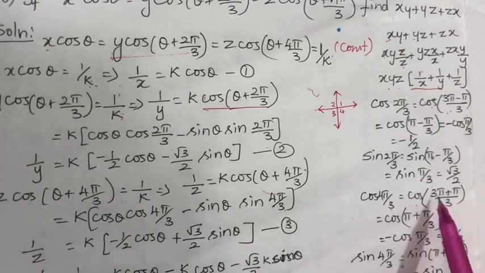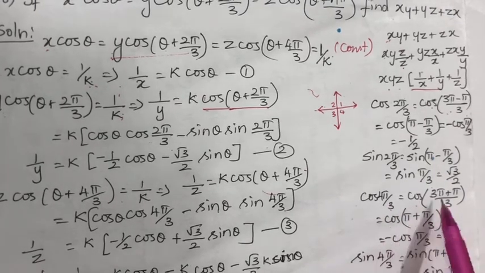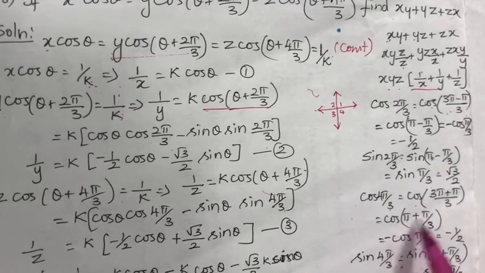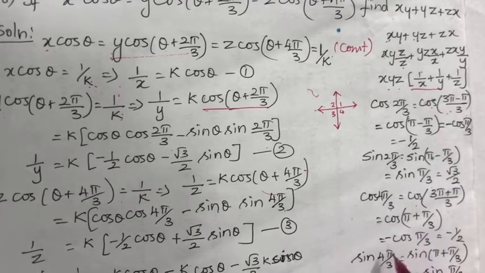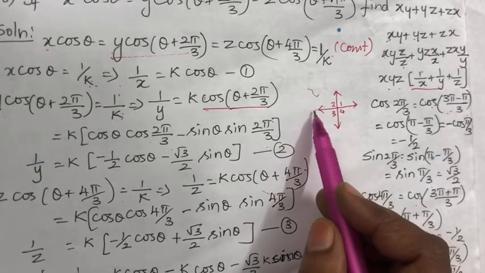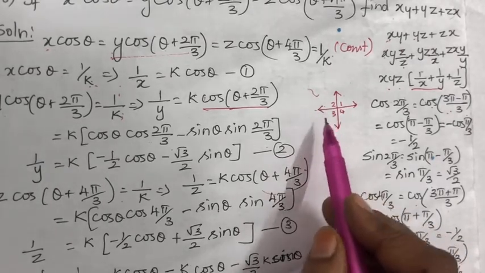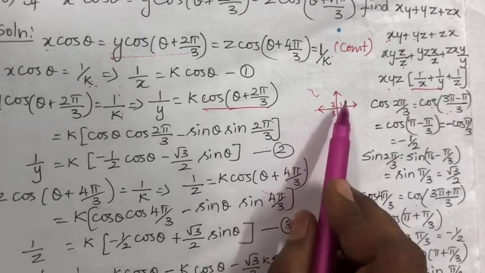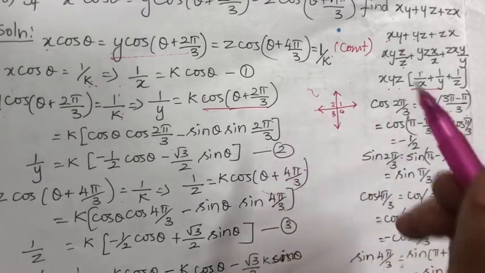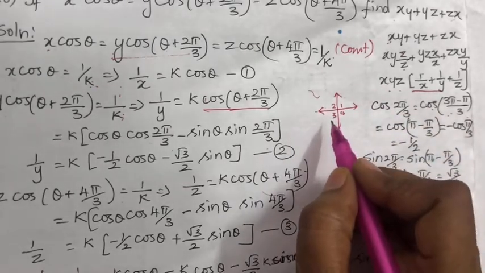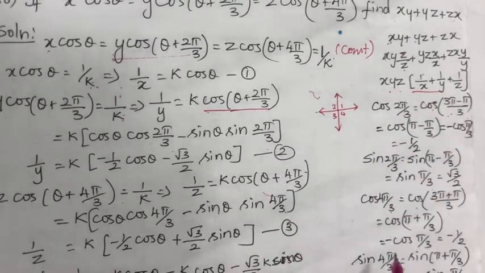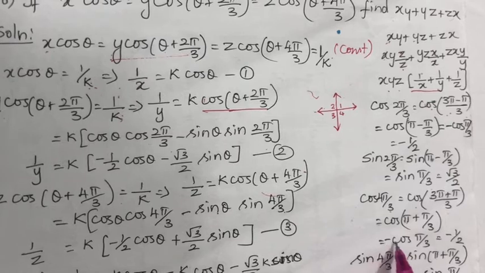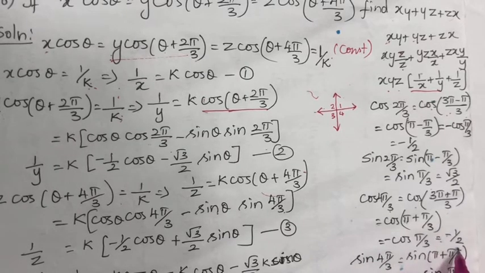Okay, so cos 3 pi divided by 3, it is pi plus pi by 3. So cos(pi plus pi by 3). Pi is 180 degree. So pi plus pi by 3 means it comes in the third quadrant. A, S, T, C. So here also cos is negative in the third quadrant. So it is minus cos pi by 3. That is minus 1 by 2.